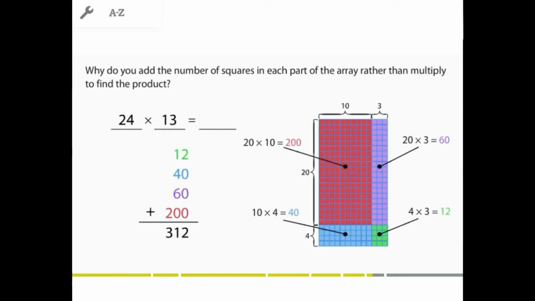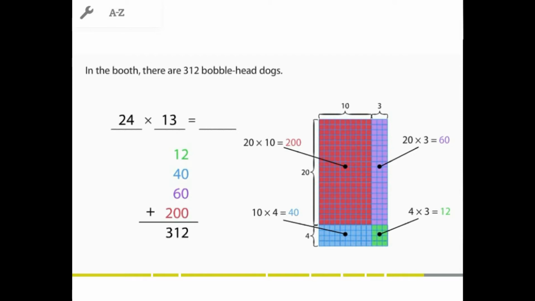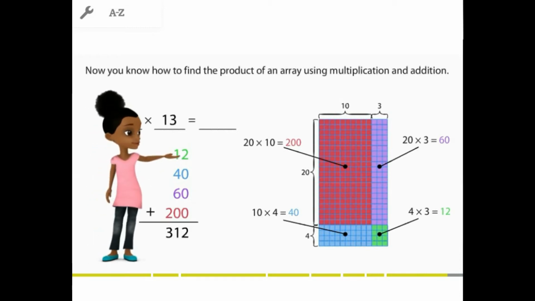Why do you add the number of squares in each part of the array rather than multiply to find the product? You add the number of squares in each part of the array because each is a part of the product. So adding the 4 parts gives the whole area. In the booth, there are 312 bobblehead dogs. Now you know how to find the product of an array using multiplication and addition.